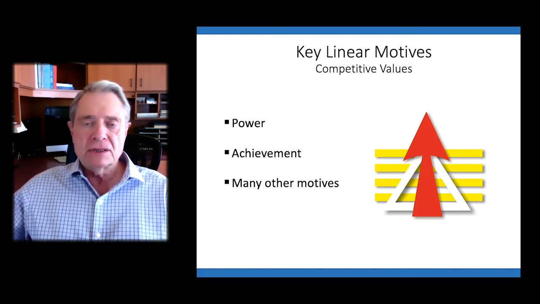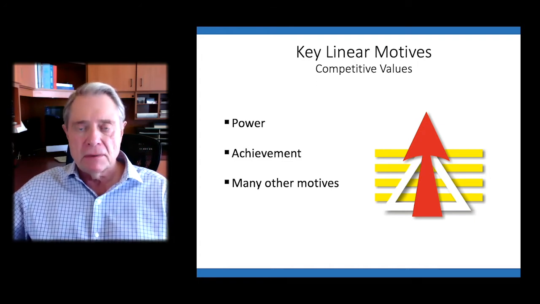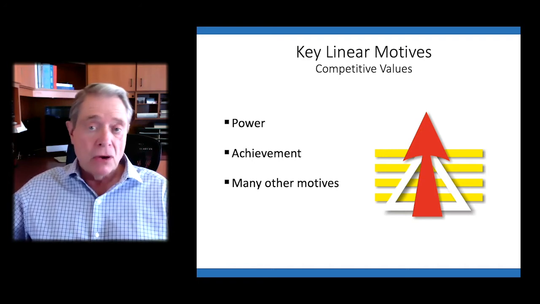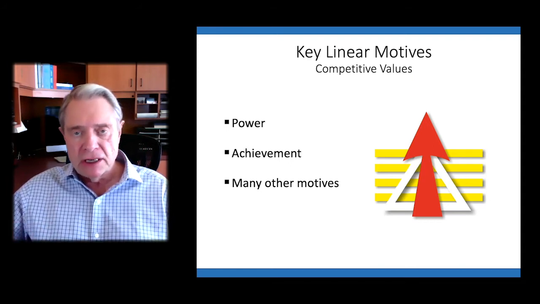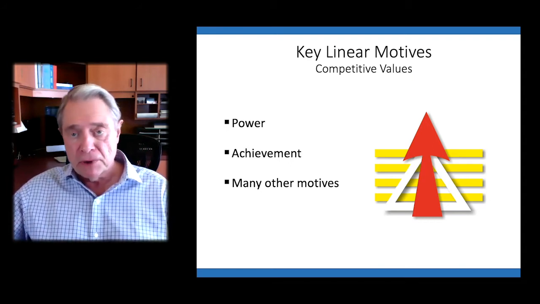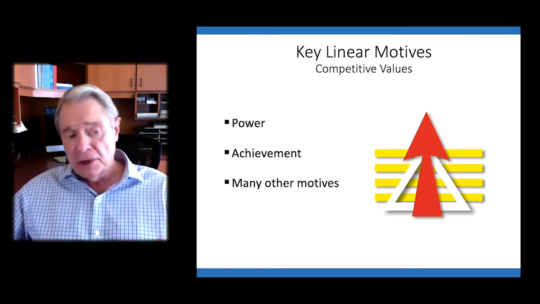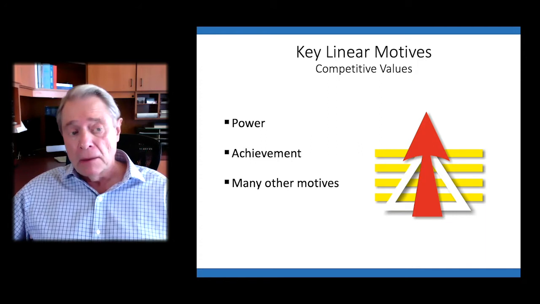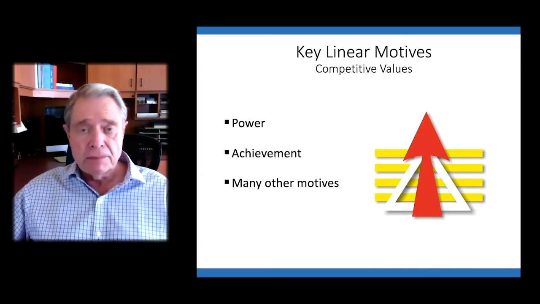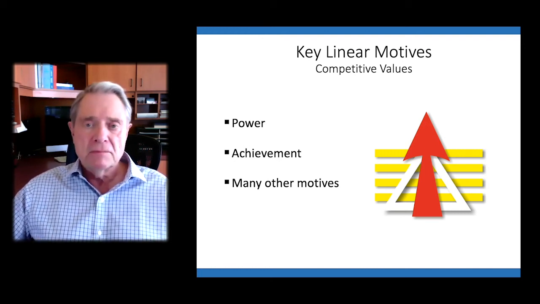The key motivation for the linear career is power. Power to influence important events that make a difference. And secondarily, achievement. So the ability to influence important events that achieve important goals and objectives, both personal and business-wise. Those are the key motivations for the linear career. But as you can see here, there are many other motivations that go along with the linear career. Power and achievement are just the two at the top of the hierarchy. There's a long list of other motivations, not quite as powerful, but they are there.